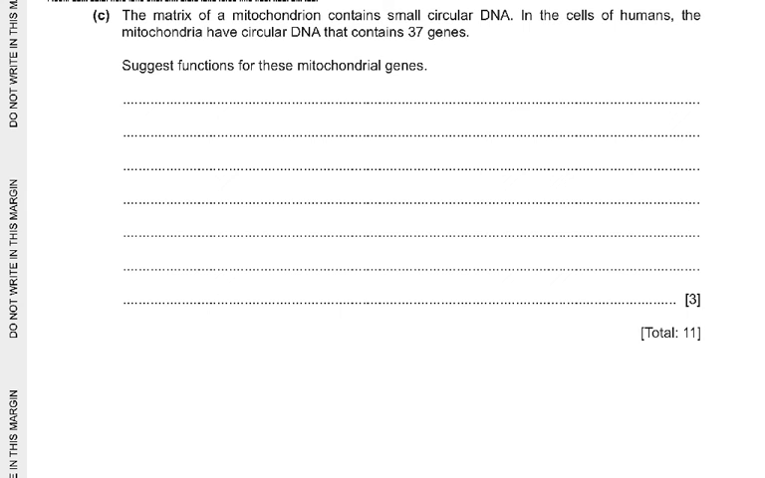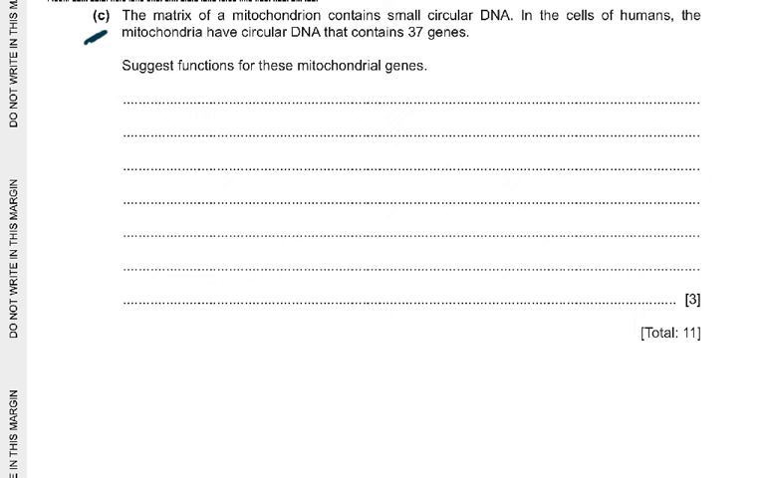Then we come to part C of the question. The matrix of mitochondria contains small circular DNA. In the cells of humans, the mitochondria have circular DNA that contains 37 genes. Suggest functions for these mitochondrial genes. Name an enzyme for the Krebs cycle. If you said maybe an enzyme which is used in the Krebs cycle or the link reaction, dehydrogenase, decarboxylase.